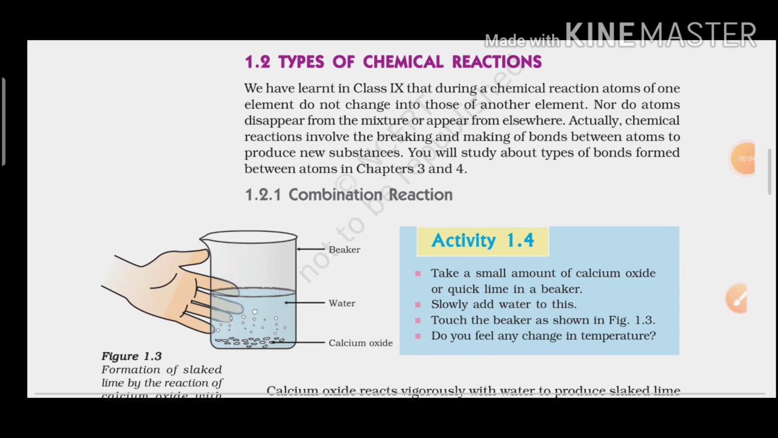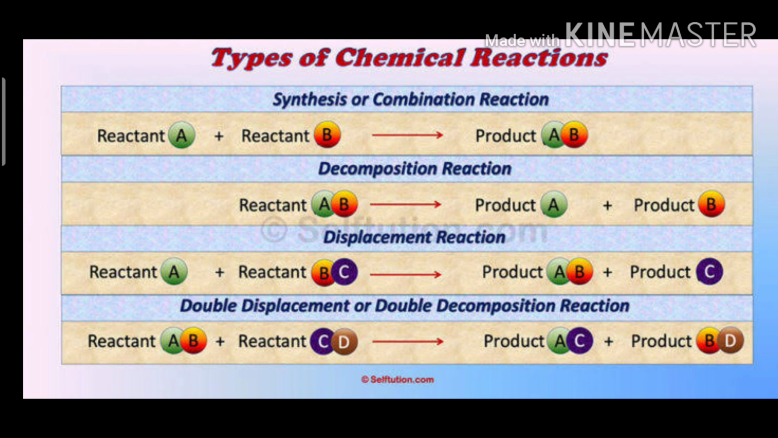In my previous video I had explained to you about balancing of chemical equations. In this video I am going to explain to you about types of chemical reaction, which is very important for your board exam. So students, there are 5 types of chemical reaction given in this chapter, that is combination reaction, decomposition reaction, single displacement reaction, double displacement reaction, and oxidation and reduction reaction.